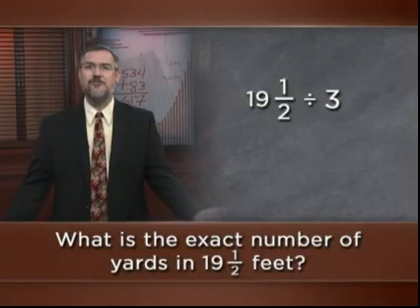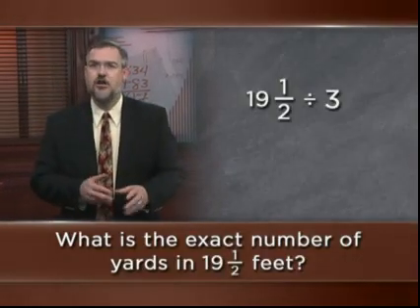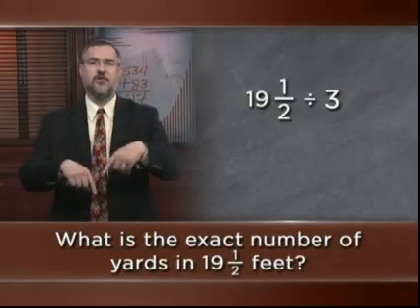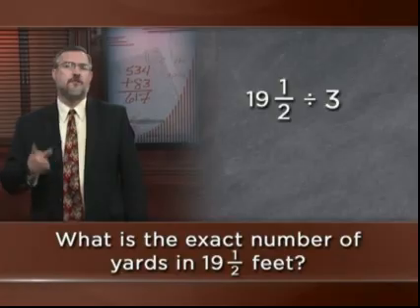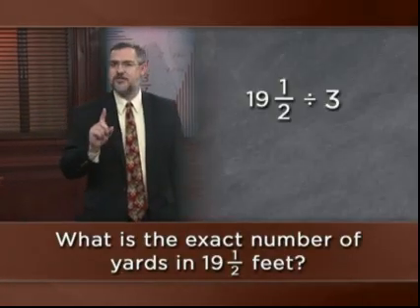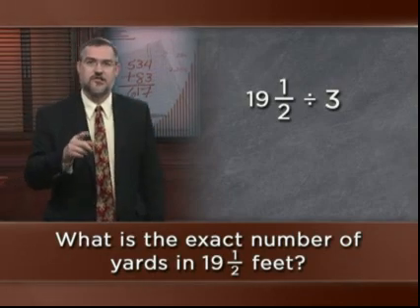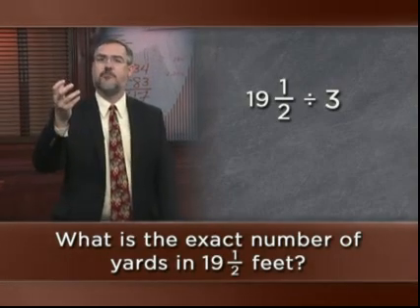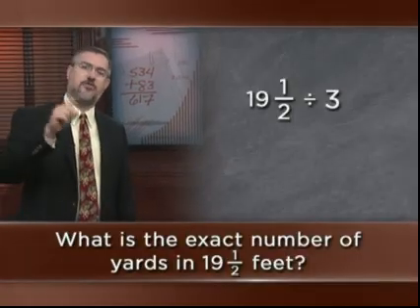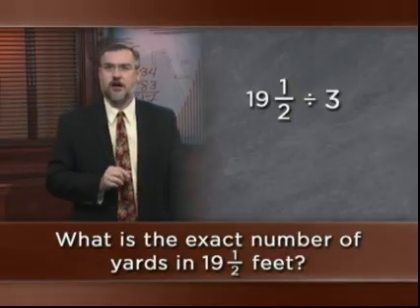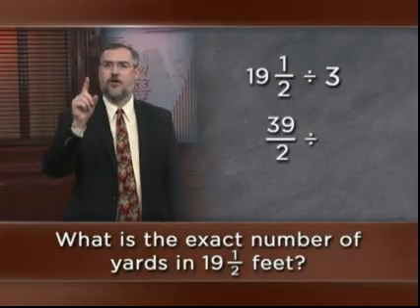But we know how to handle this. If we just put together some of the ideas that we've seen earlier in this lesson, we can easily get 19 1/2 divided by 3. Well, let's walk through it together. First, 19 1/2 is a mixed number. Remember, if you see a mixed number in a division like this, you need to rewrite it as an improper fraction. Well, 19 times 2 is 38, and 38 plus that 1 is 39. So I can rewrite 19 1/2 as 39 over 2.